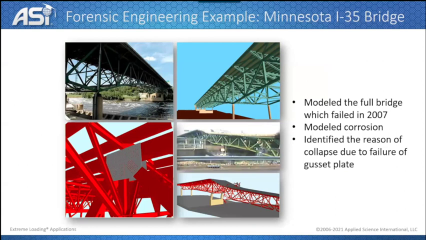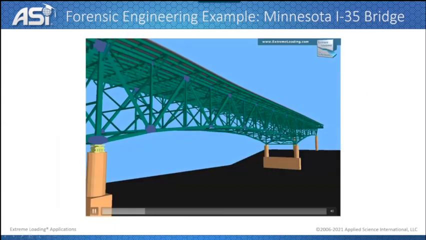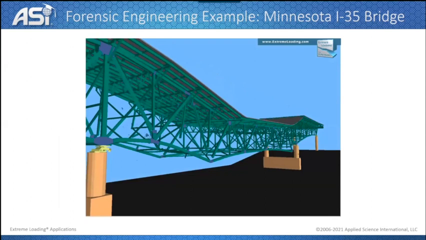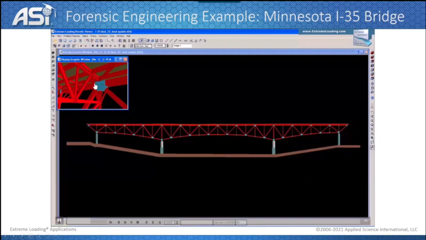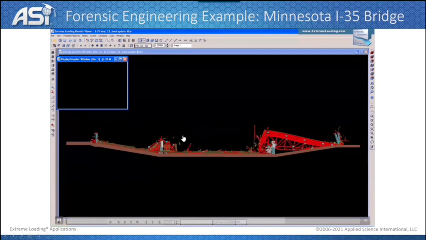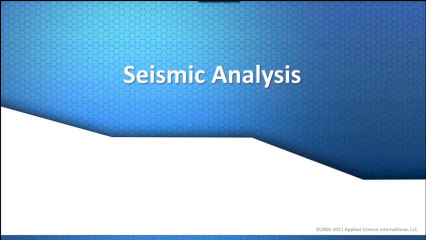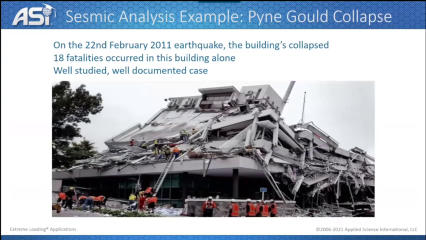Another example is the I-35 bridge that collapsed in 2007. We see here a structural analysis video showing the behavior of the frame. This is another view showing the shear failure that happened at the connection on top, leading to the collapse of the whole bridge. For the seismic analysis, we have here the Pyne Gould building in New Zealand that collapsed due to an earthquake, and this is the collapse shape of the building.